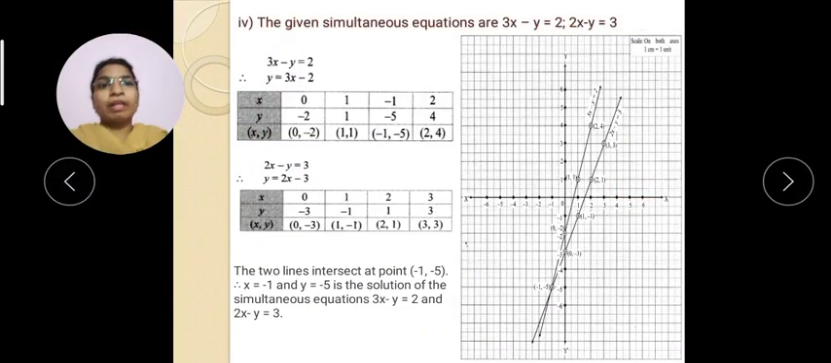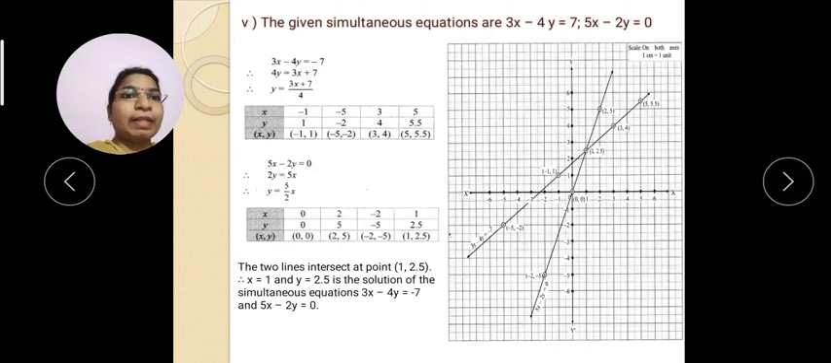In exam, if the question asks to solve the given simultaneous equation graphically, then you have to solve in this way. First table for the first equation, second table for the second equation, minimum 4 pairs you have to find out, plot the graph. After plotting the graph, the two lines intersect at what point, that is your solution. That is your solution.